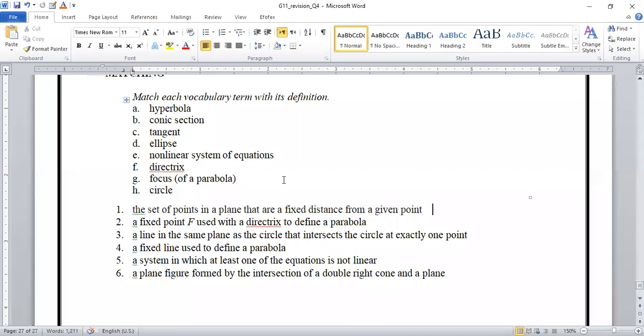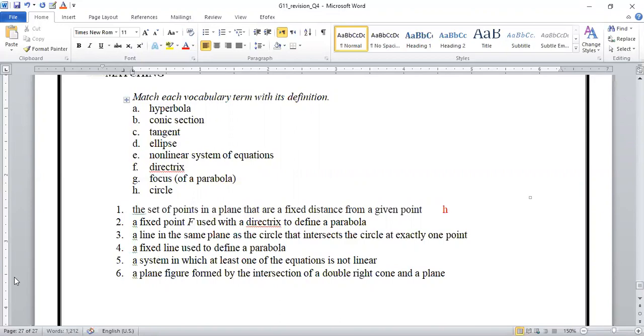Question number 30. Match each vocab term with its definition. A. Hyperbola, conic section, tangent, ellipse, nonlinear system of equations, directrix, focus of a parabola, circle. Number 1, the set of points in a plane that are a fixed distance from a given point is a circle. So number 1 matches with H.